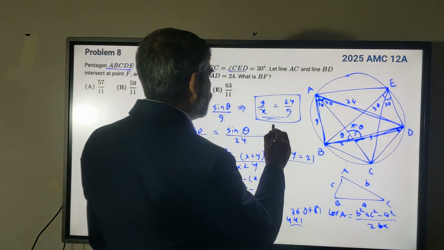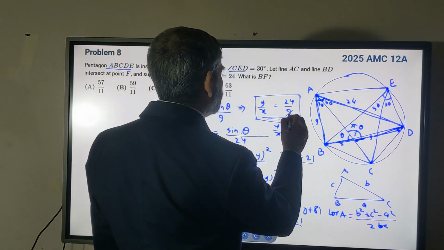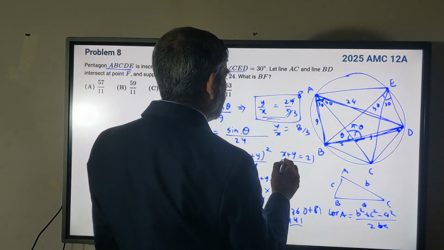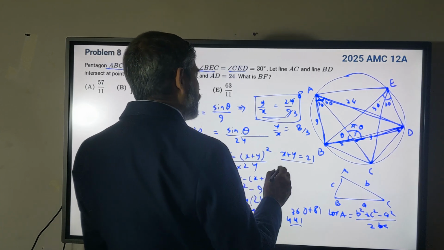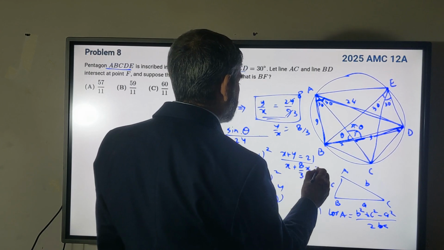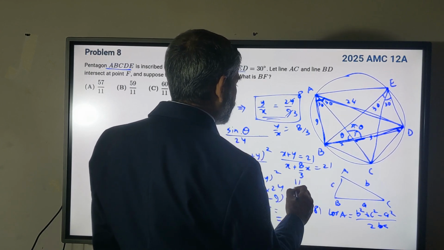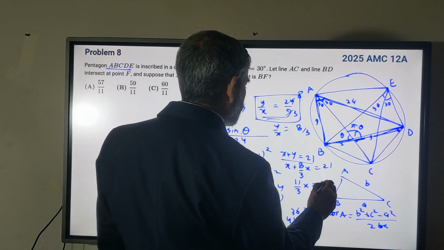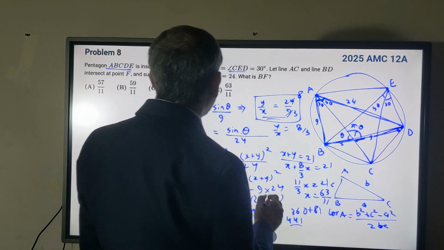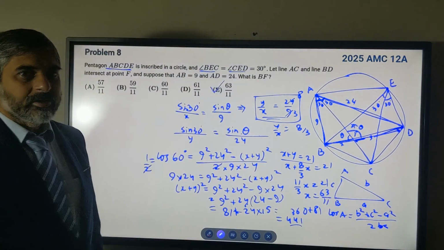So let's do that. y by x simplifies to 8 by 3. Instead of y, I will write 8 by 3 x, so x plus 8 by 3 x equal to 21. 11 by 3 x is equal to 21. So x is going to be 63 by 11, and this is going to be the answer.